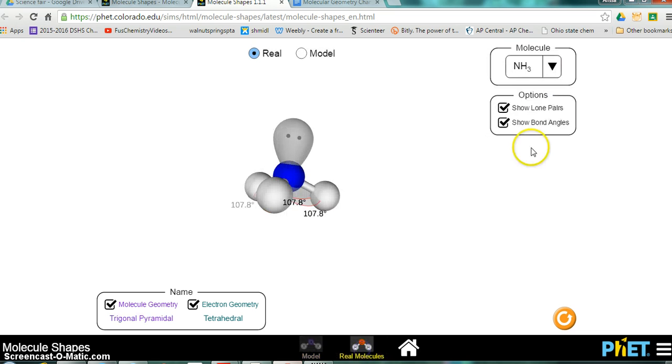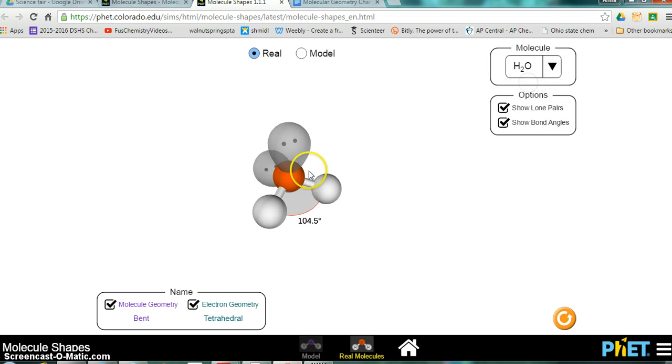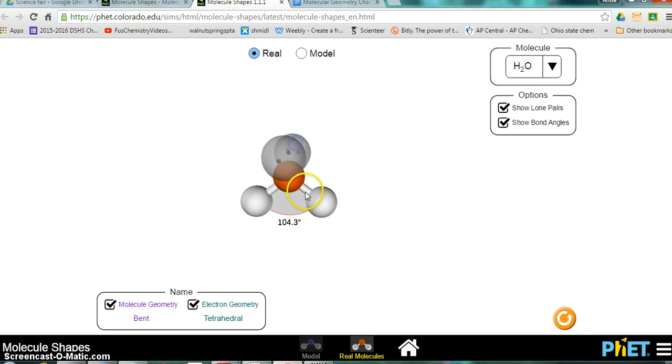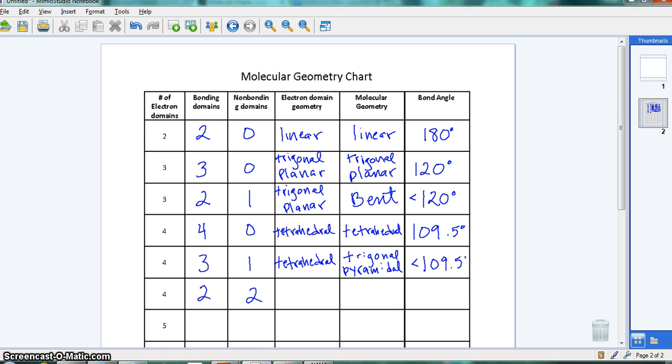And if we look at our real molecule, water is a bent structure. It is the most common example of bent, and you can see our bond angle is less than 109.5. It's actually about 105. All right, so back here, let's put in tetrahedral.